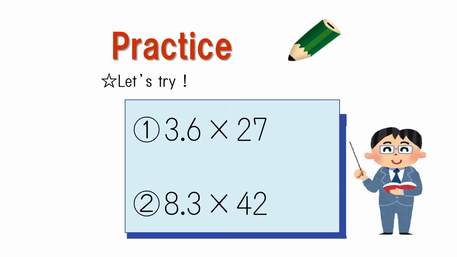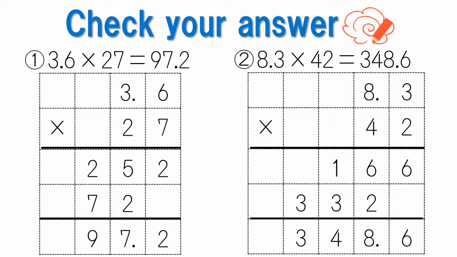Now we are going to practice. Push the pause button and let's try. When you finish, push the play button and check your answer. Then check your answer. Number 1. 3.6 times 27. The answer is 97.2. Number 2. 8.3 times 42. This is the same way as number 1. The answer is 348.6. Did you get the right answer to both questions?